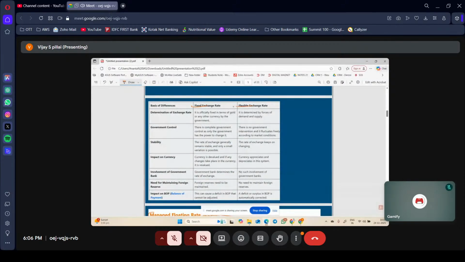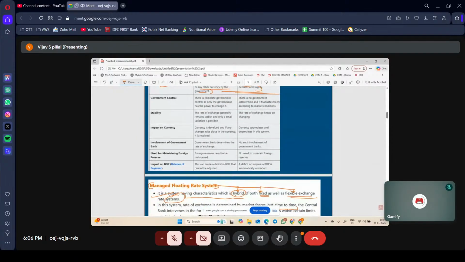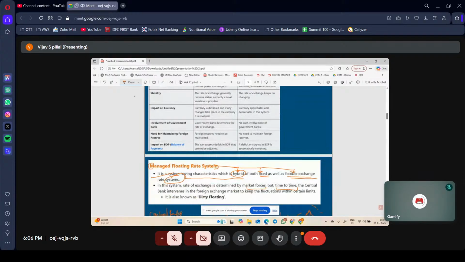We need to know the difference between fixed exchange rate and flexible exchange rate. First is the determination: it is officially fixed in terms of gold or other currencies by the government, whereas the flexible one is determined by the forces of demand and supply. Then government control: there is complete government control in the fixed exchange rate, and no government control in the flexible. And stability: which one will be more stable, fixed or flexible? Sir, fixed. Fixed will be more stable. Impact on currency: currency is devalued, and if any change takes place, the currency is revalued.